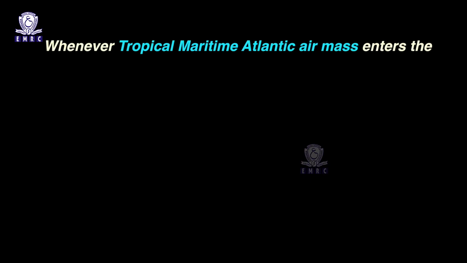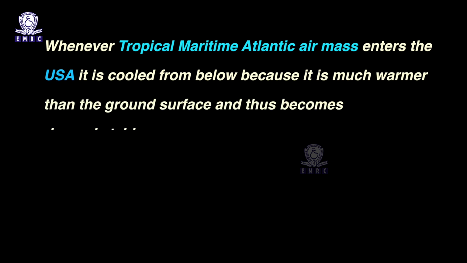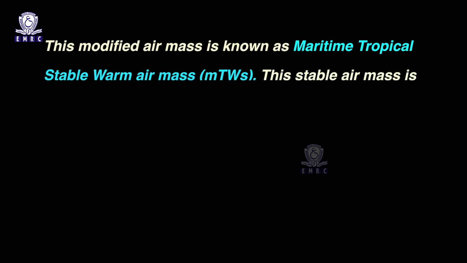It may be pointed out that it becomes very difficult for this air mass to enter the southern and the central United States in winters because there is complete dominance of the continental polar air mass over these areas. Whenever tropical maritime Atlantic air mass enters the United States, it is cooled from below because it is much warmer than the ground surface and thus becomes dry and stable. This modified air mass is known as the maritime tropical stable warm air mass.